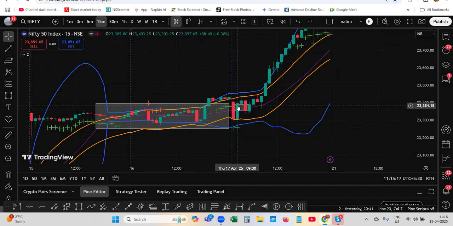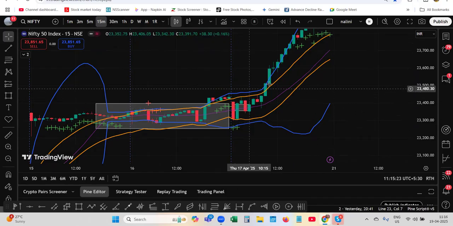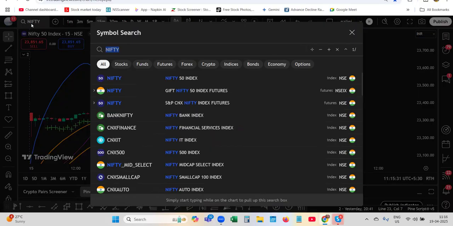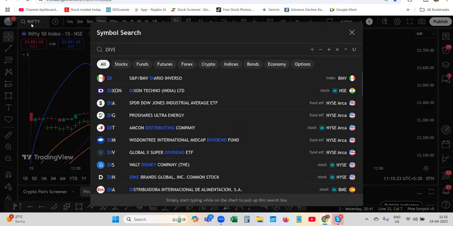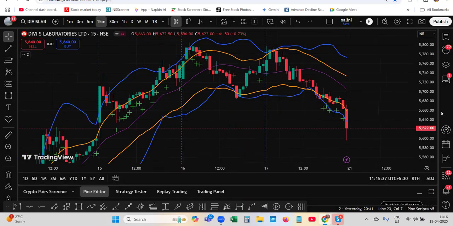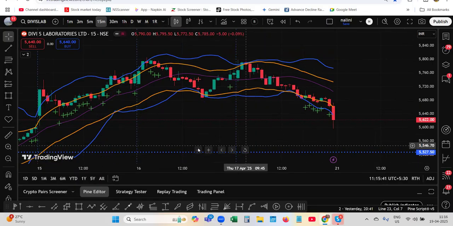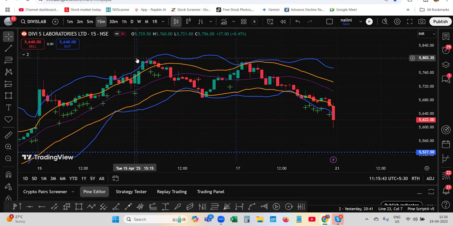So when it started moving, expanding, Bollinger Band started expanding, you got the momentum trade, the buy setup. This was the buy setup. Let me see for the sell setup. I think it is Divi's Laboratory, I believe. Here you can see in Divi's Laboratory, this was 16th.